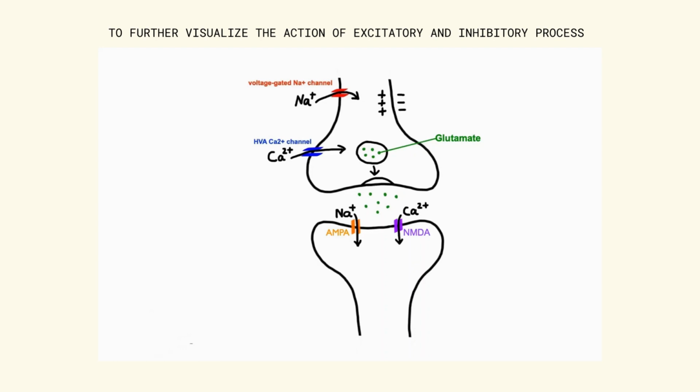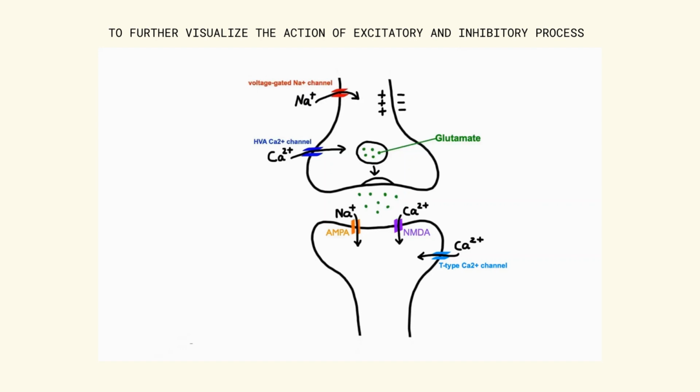In addition to that, calcium may enter through low voltage activated calcium channels, also known as T-type calcium channels, which open in response to small depolarizations at or below resting membrane potential. So all this influx of positive ions again leads to depolarization and propagation of action potential.